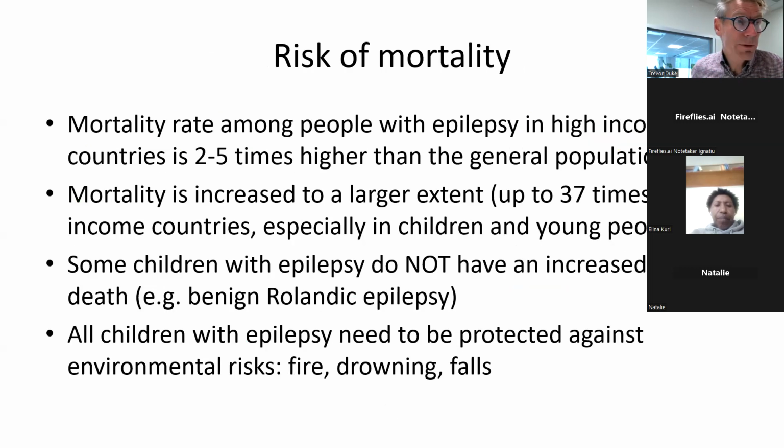I wanted to say something about the prognosis for children with epilepsy. For most children, they can lead a normal life. They can go to school, have an education, and get jobs. But there is an increased risk of mortality among children with epilepsy compared with the general population. And parents need to know that sometimes that increased risk of mortality is about environmental risks. So when a child has epilepsy, they may have a fall, or they may get burnt, or certainly children with epilepsy are more likely to drown.